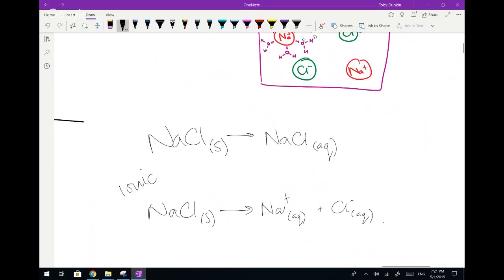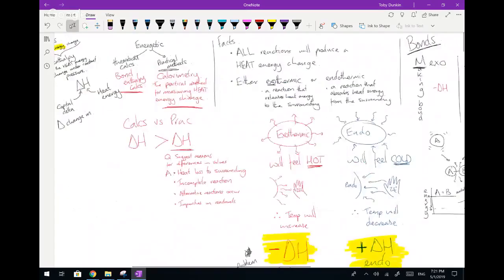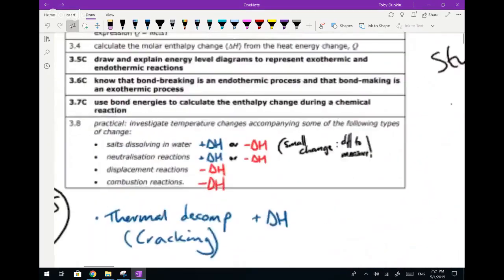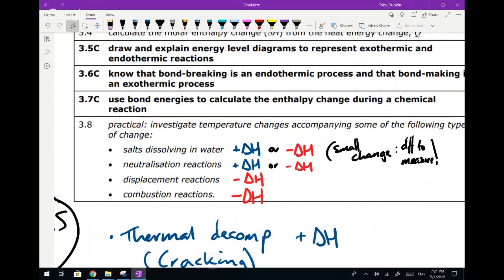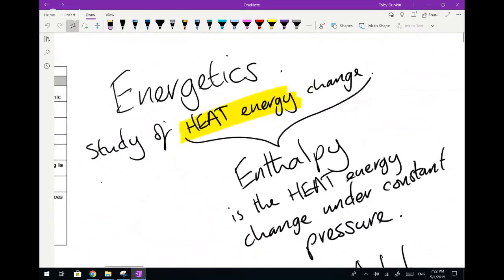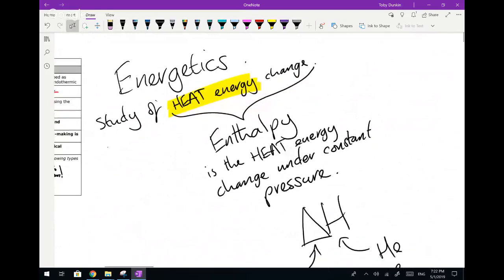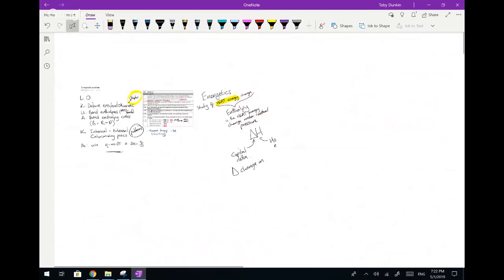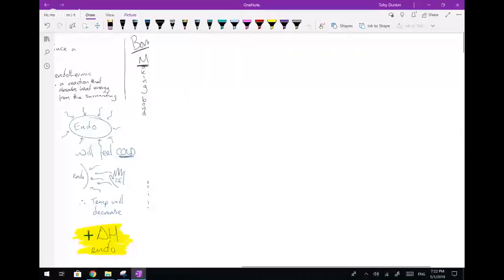So dissolving, by the way, please note it is on your specification. So it is deliberately there. It says specifically that you guys have to know that when you dissolve salts into water, there is a heat energy change. And that's dead important. Okay, so at this point, moving over, going back to this.